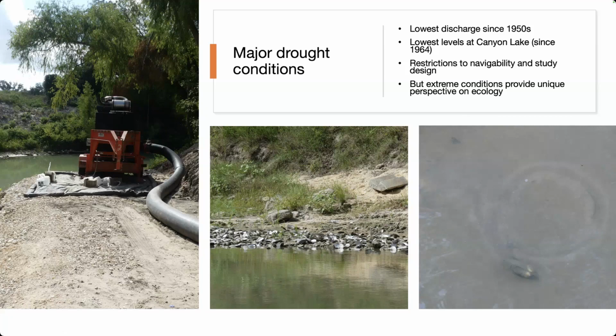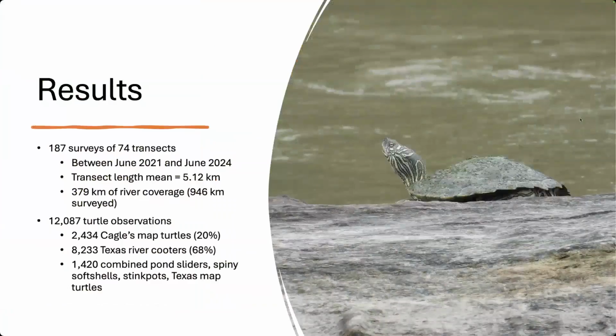But anyway, we had a lot of drought conditions, which I'm gonna circle back to at the end here. But let me talk a little bit about the results of our abundance analyses. So you can understand the scope of this study, we did 187 surveys across 74 transects. The mean transect length was about 5 kilometers, and it amounted to a total of just under 400 kilometers of unique river coverage, and ultimately just under 1,000 total kilometers surveyed.